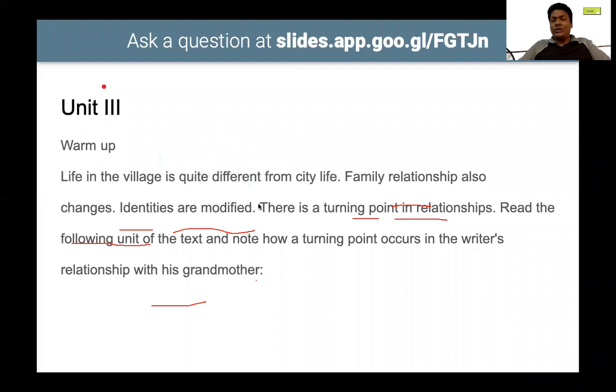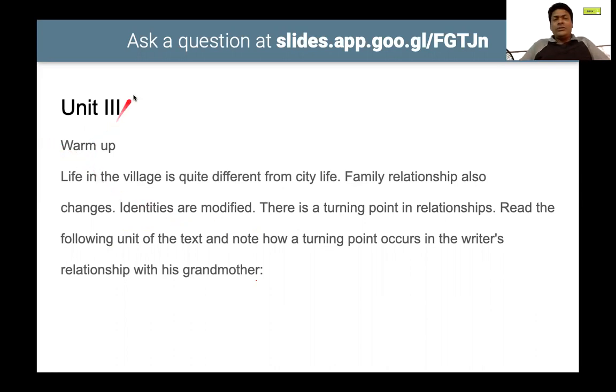What does it actually say? What happened after that? We find out that the first unit tells about the appearance of the writer's grandmother, whereas the second unit tells about the writer's relationship with his grandmother, and how they were spending their time in their village when the writer's parents went to the city.